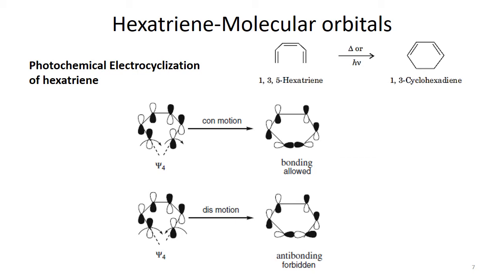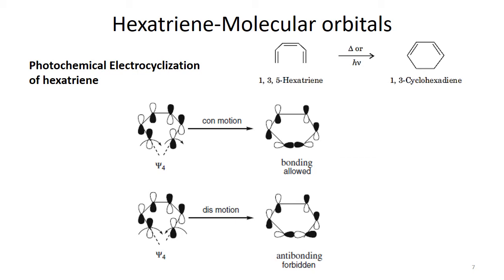In psi4 there are 3 nodes present. Again, there are 2 modes available, conrotatory mode or disrotatory mode. When we carry out conrotatory mode, both of these orbitals on the terminal carbon atoms move in the same direction. In this case, we see that the bonding is allowed because there is no sign variance, and the positive lobe coincides with the positive lobe.